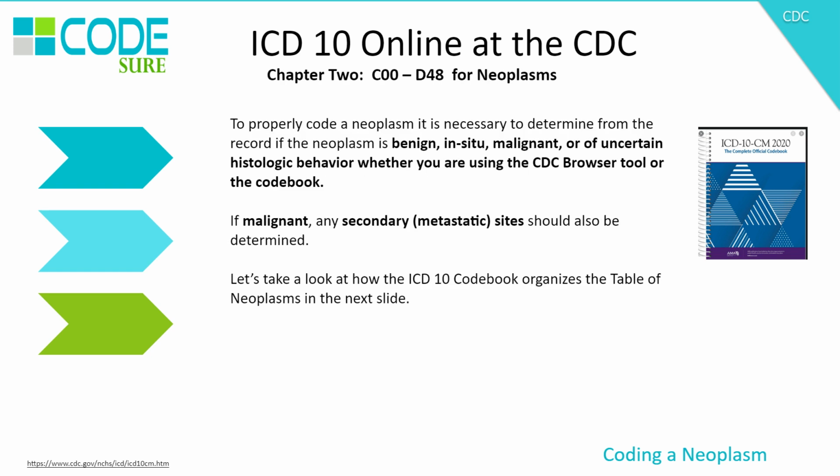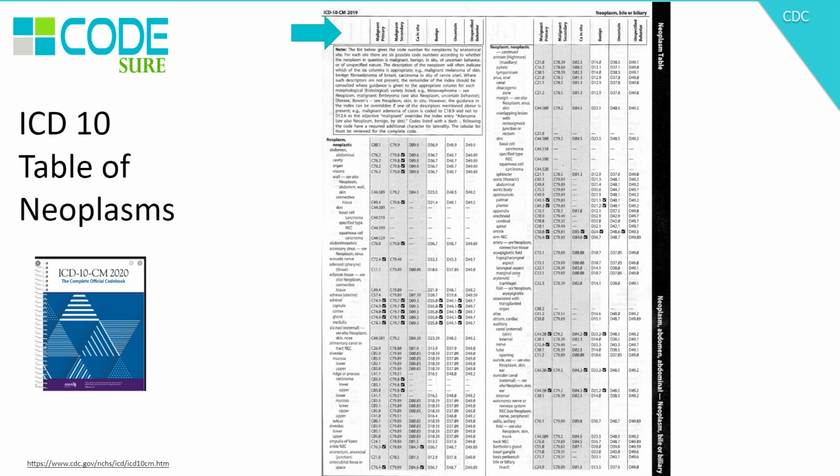Whether you're using the ICD-10 CM codebook or you're using the CDC Browser Tool, you're going to have to search the medical record and determine whether the neoplasm is benign, in situ, malignant, or of uncertain histological behavior. It's helpful to go ahead and look at the codebook and review the columns available for identifying neoplasms. The tables found in the codebook for neoplasms contain a column for each morphological variety listed. We will cover this in greater detail when we use the codebook for reporting, but it's identified here with the arrow pointing to the columns. We will review these columns more closely in the next slide.